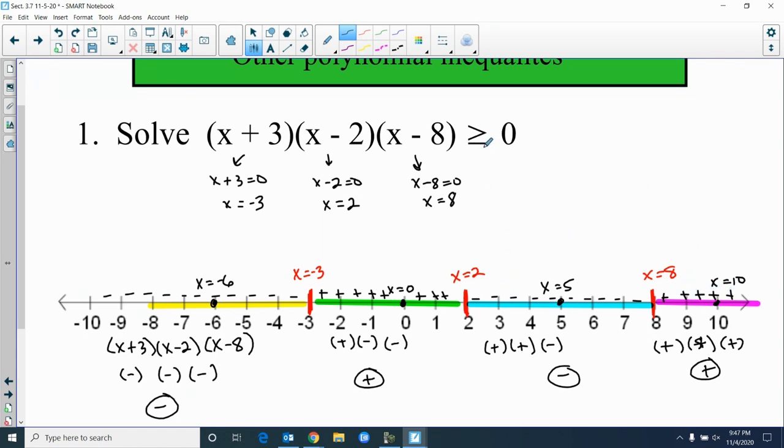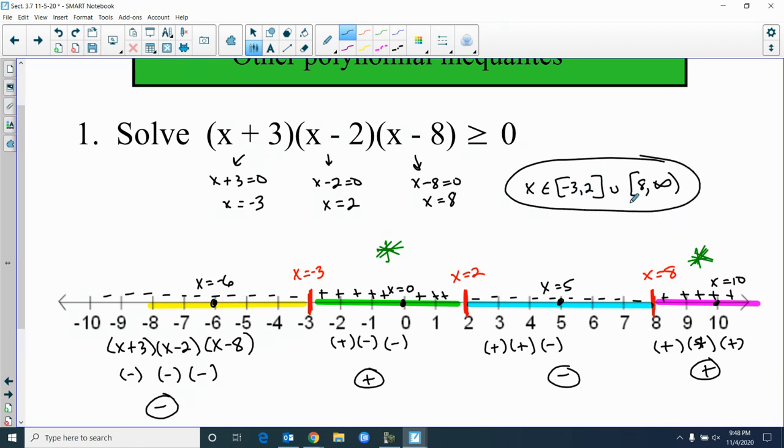Okay, well, I want to know where it's greater than or equal to 0. Greater than or equal to 0 is where you get positives back. It's going to be in these two sections here. So my answer is going to be where x exists. Don't forget to go from your breakpoint. And since it's equal to 0, I include the point. Negative 3 to 2, union, positive 8 to infinity.